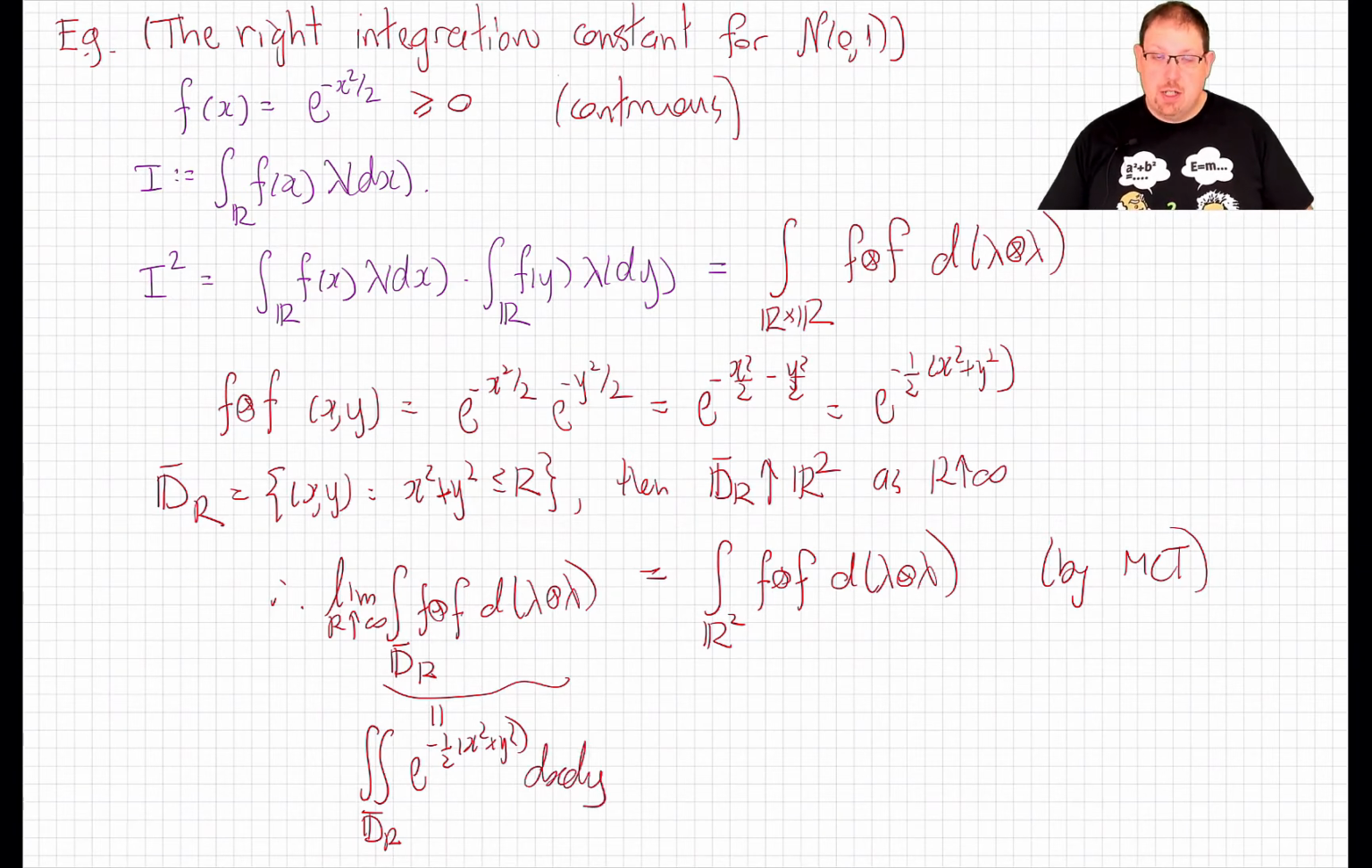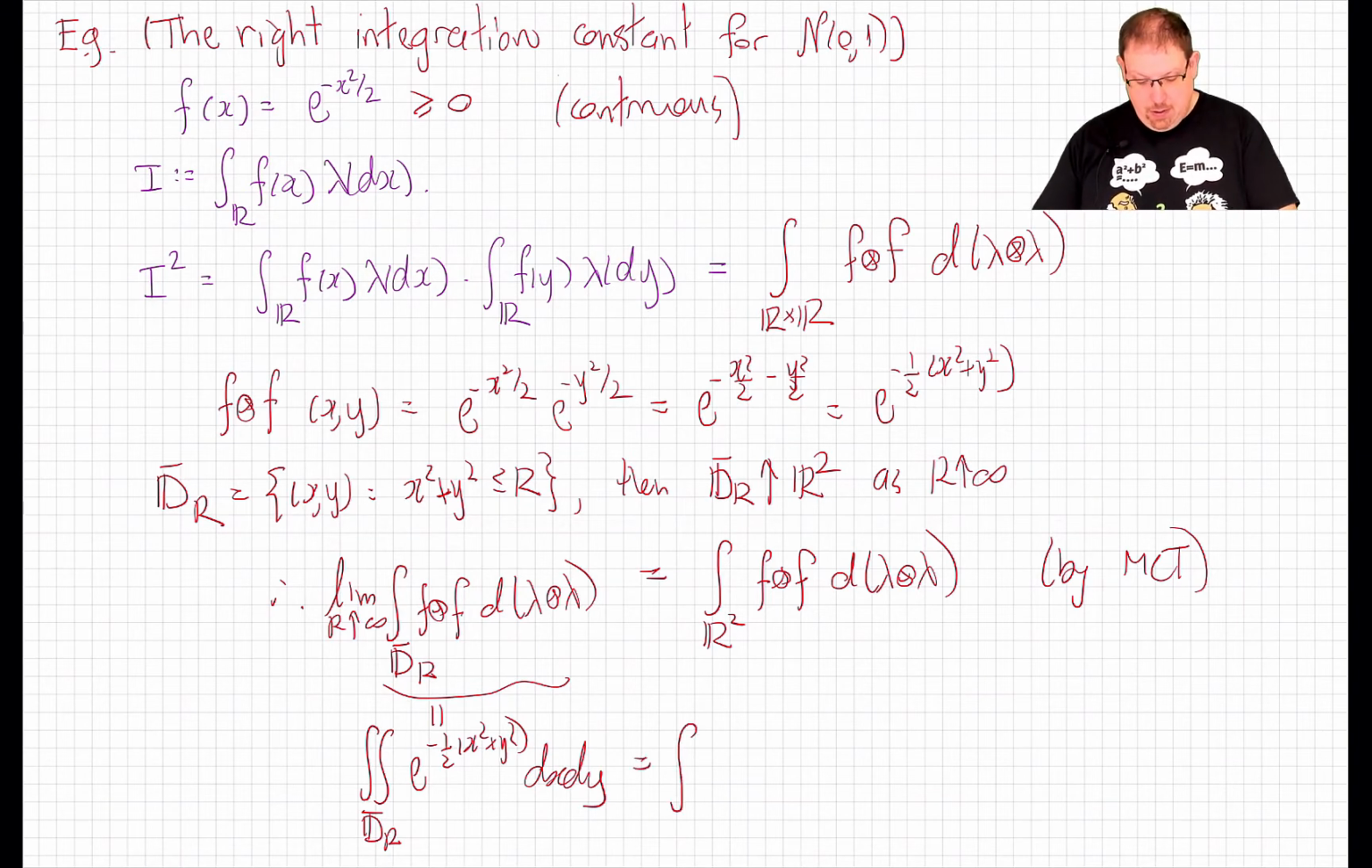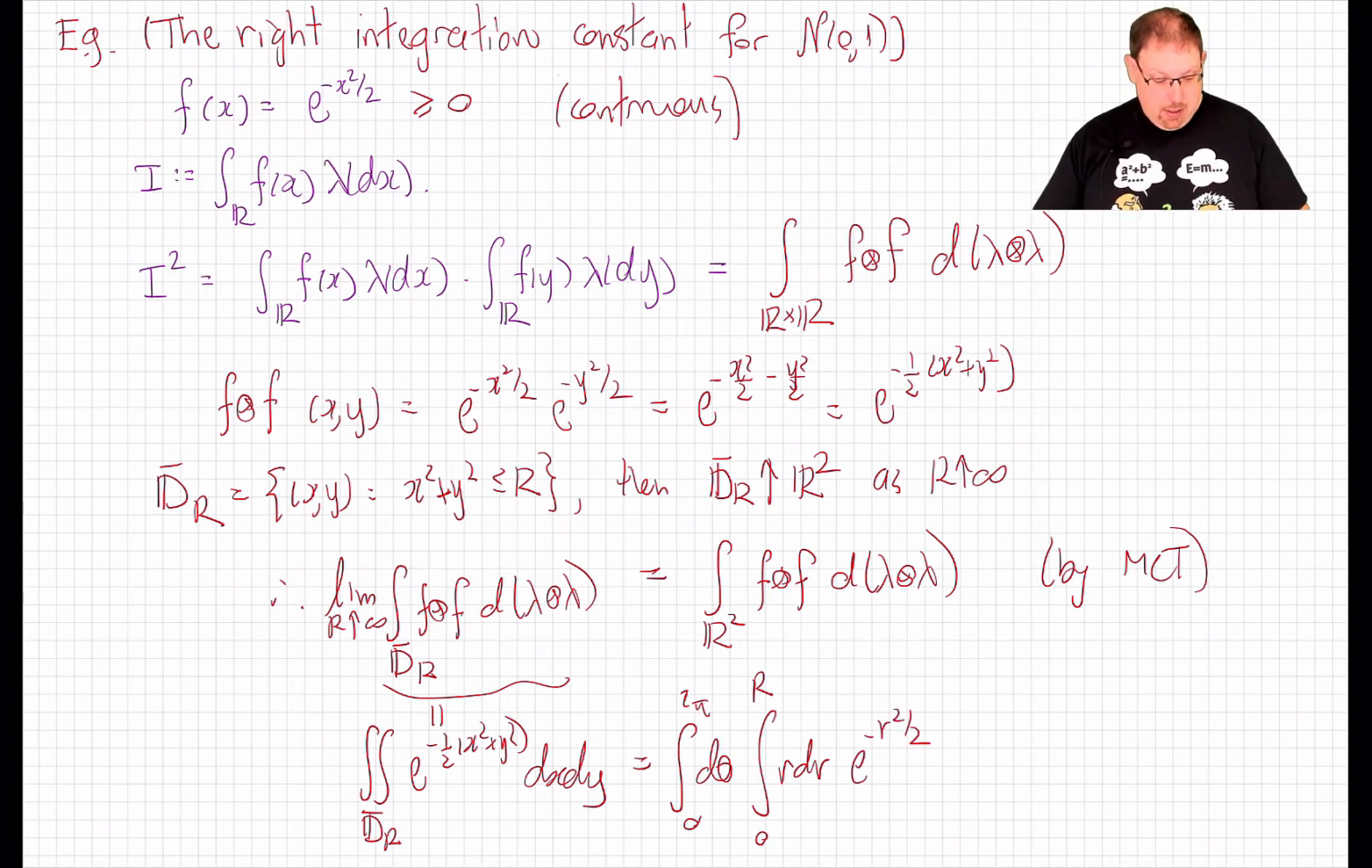And now we'll use the change of variables theorem to convert this to polar coordinates and write that as the integral of d theta from 0 up to 2 pi of the integral from 0 up to r of r dr times the integrand, which in polar coordinates is e to the minus r squared over 2. And the beauty of doing this is that the integrand function inside here, r times e to the minus r squared over 2, has an explicit antiderivative. It's minus e to the minus r squared over 2.